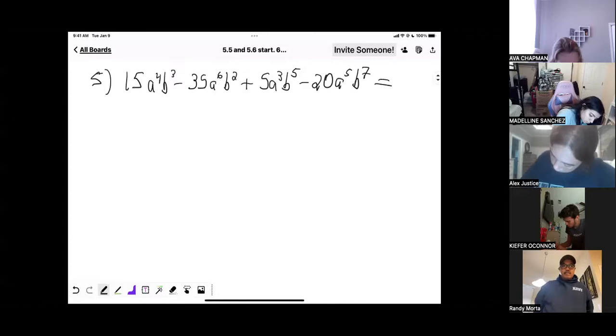Now I'm going to do pieces. I'm going to look at all the coefficients and figure out what's the biggest coefficient number value I can divide them all by. So I have 15, 35, 5, and 20. I know I can divide all of them by 5. That's the biggest one I can do. So 5 is going to be factored out.